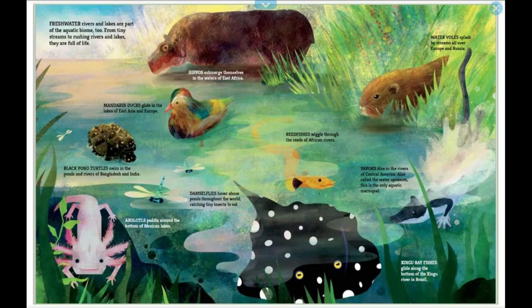Hippos submerge themselves in the waters of East Africa. Reed fishes wiggle through the reeds of African rivers. Water voles splash by streams all over Europe and Russia. Yapiks dive in the rivers of Central America. Also called the water opossum, this is the only aquatic marsupial. Xingu ray fishes glide along the bottom of the Xingu River in Brazil.